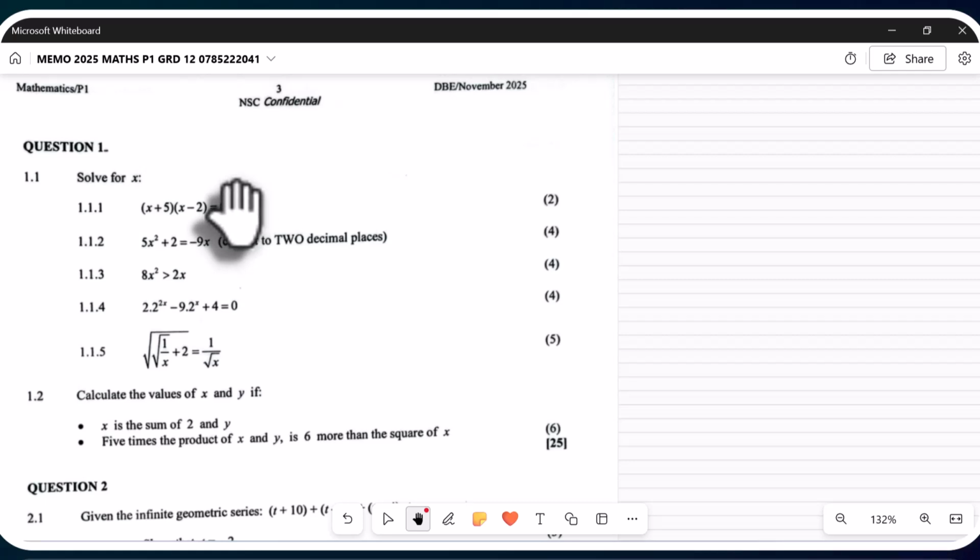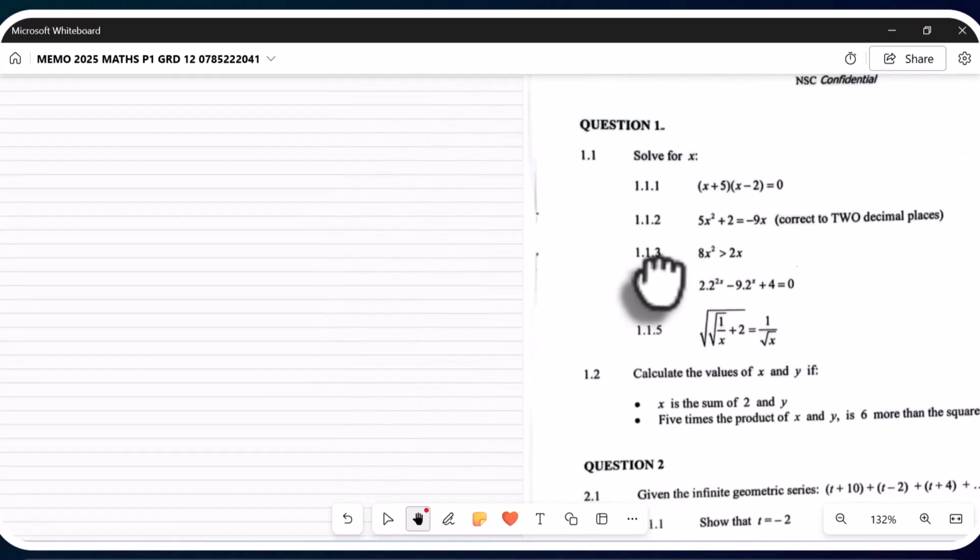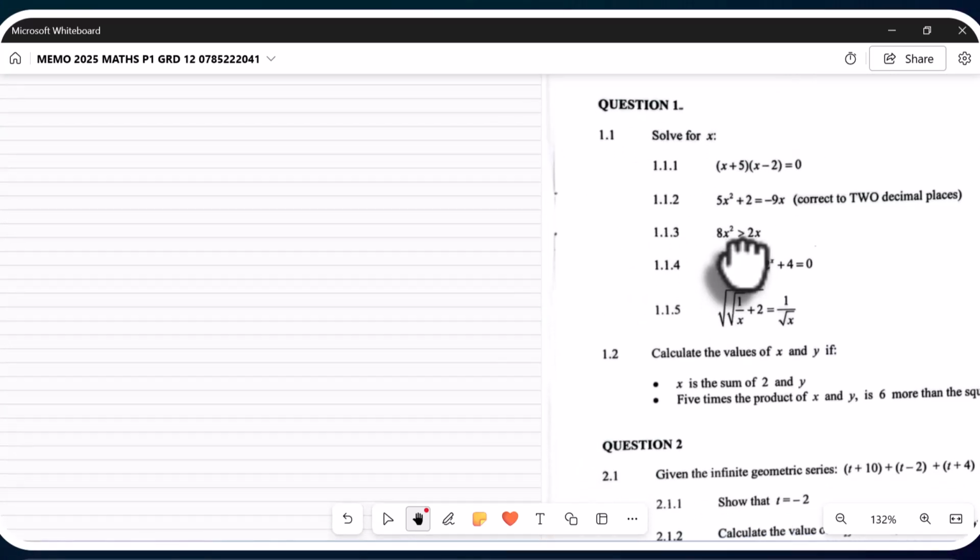Question 1 says solve for x. In 1.1.1 we are solving for x. If you check what we have here, they say x plus 5, into x minus 2, equals 0. So this is question 1.1.1.